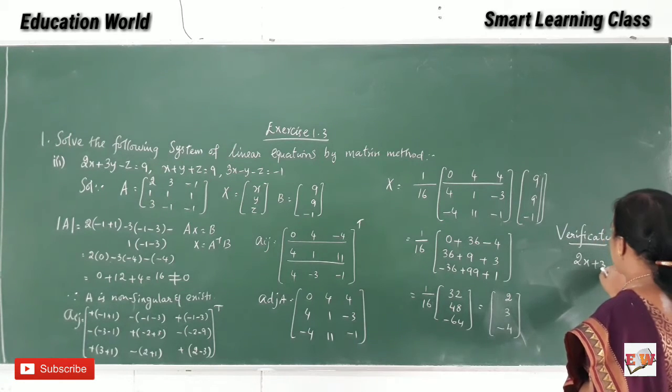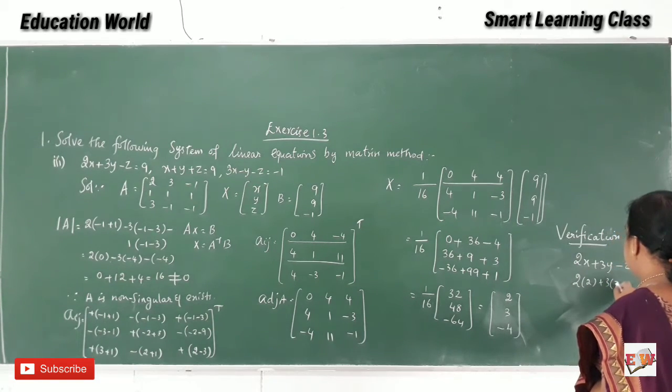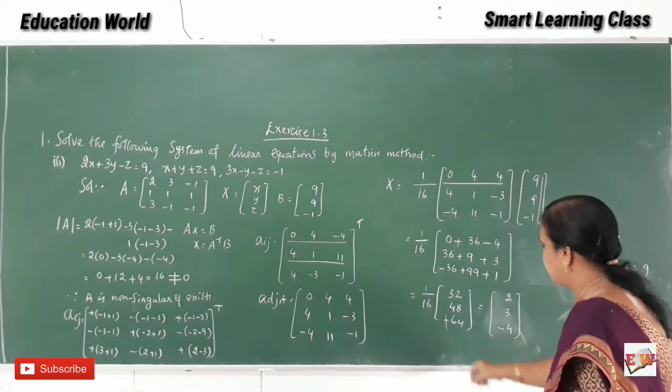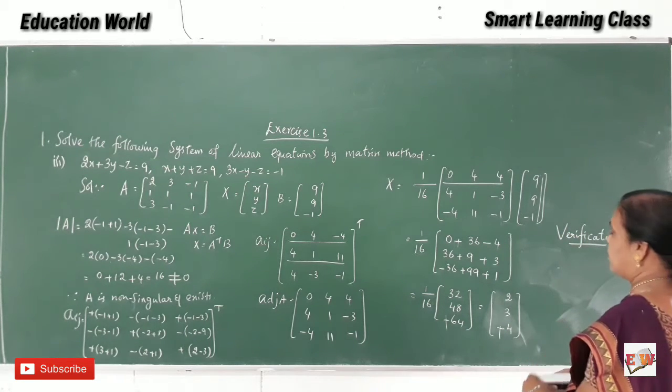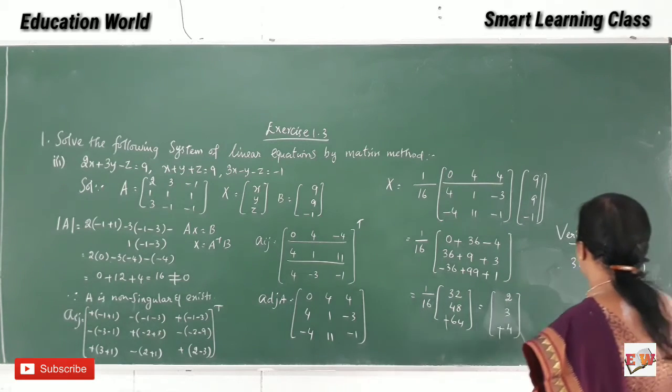Second equation: 2x plus 3y minus z equal to 9. Instead of x put 2, instead of y put 3, and minus into minus becomes plus 4. Then the third equation: 3x minus y minus z equal to minus 1.